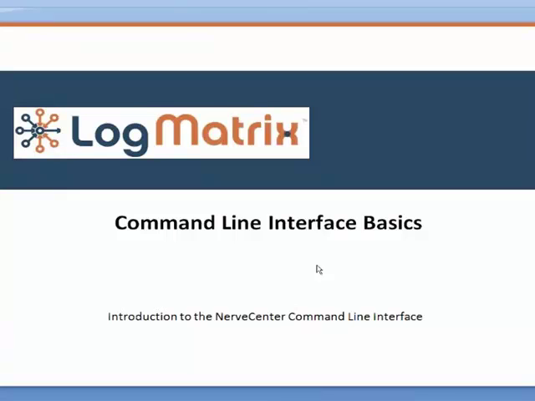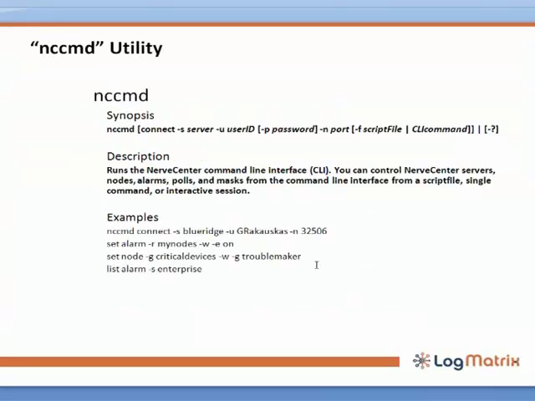NerveCenter has a command line utility where you can go in and manipulate certain pieces of the NerveCenter structure from the command line. The utility is called NCCMD, for NerveCenter command. You can get to it from the command line by typing in NCCMD -S space and the name of the server or the IP address of the server, -U space and a user ID, preferably a user who is in the user group for NC admins, -P with the password, and unfortunately, yes, that password is passed in clear text at this time. We are working on that.